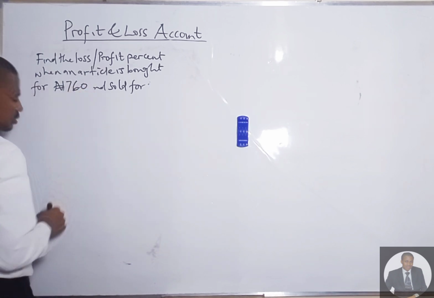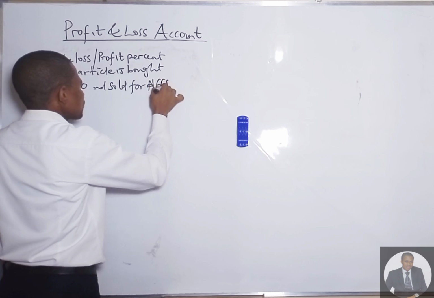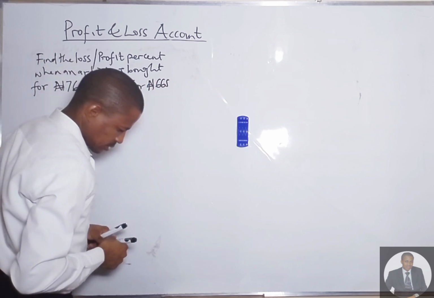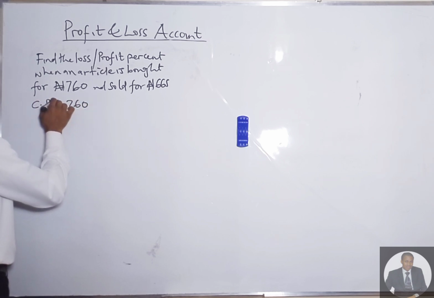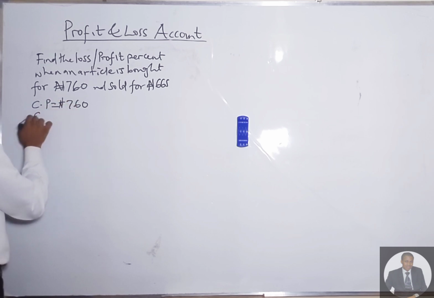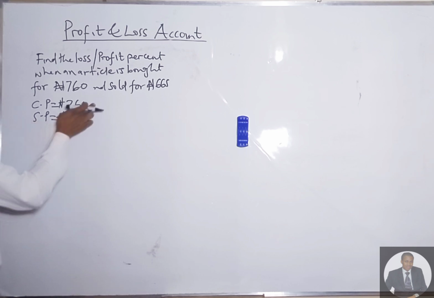An article bought for 760 naira and sold for 665 naira. So here the cost price is 760 naira, while the selling price is 665 naira. So the selling price is less than the cost price. Therefore, he made a loss.